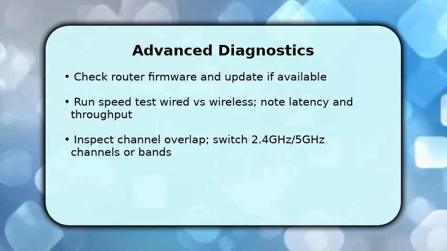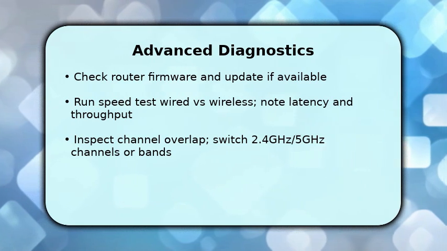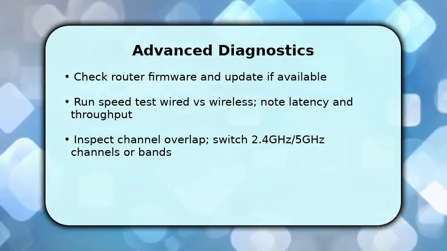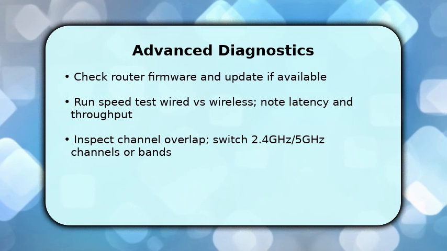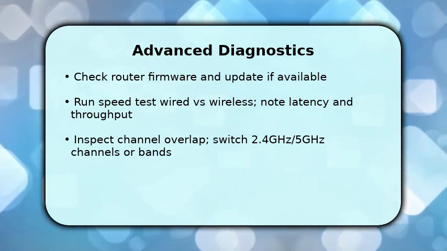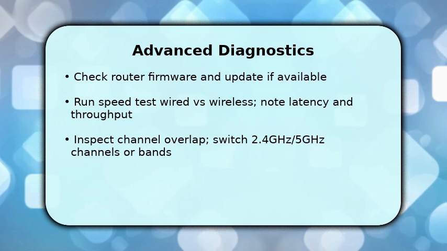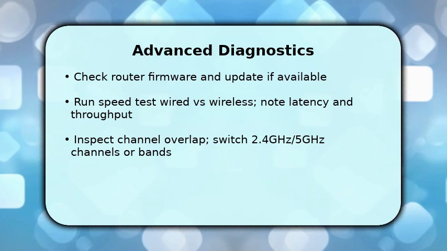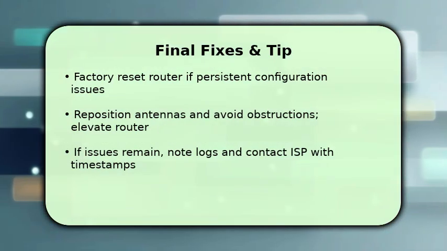Next, examine Wi-Fi channels. Crowded 2.4 GHz channels cause interference, so switch channels or move high bandwidth devices to 5 GHz. If DHCP or DNS seems slow, restart services, or for final fixes, perform a factory reset only if configurations are corrupted. Backup settings first so you can restore necessary customizations.